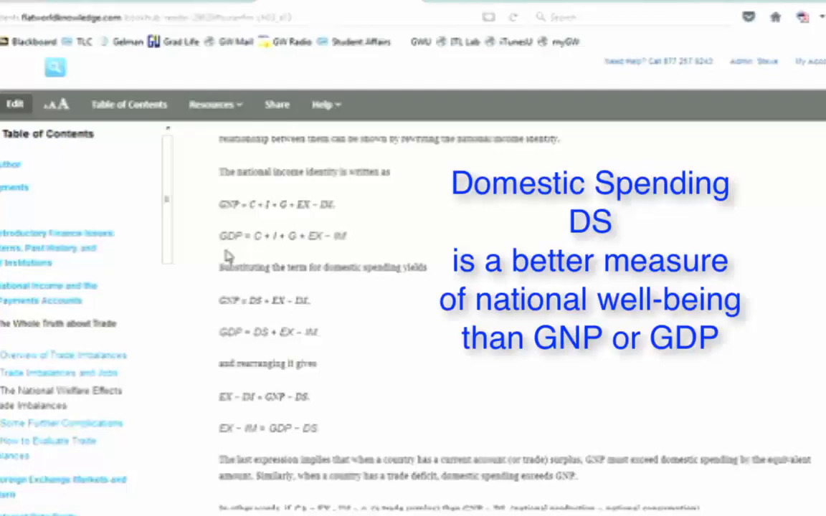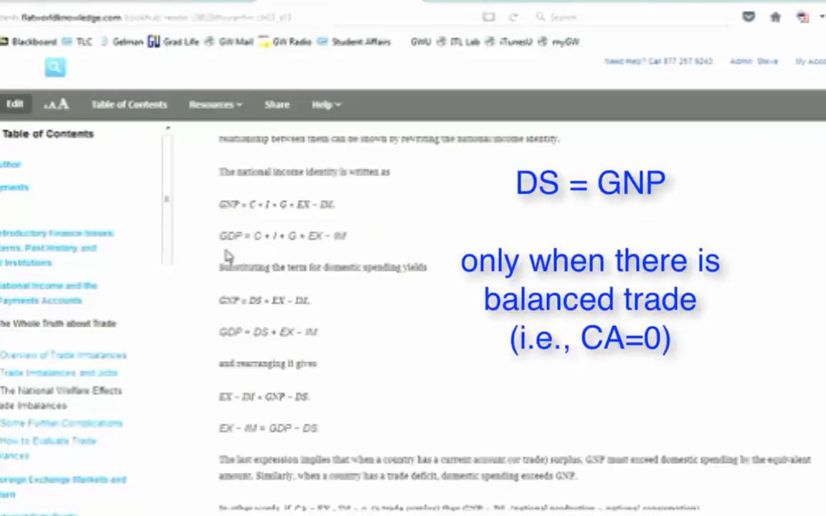When the trade balance is zero, when exports are exactly equal to imports, trade balance gives us the identity between consumption and production within the domestic economy. But what if we have a trade deficit? That is, the current account is less than zero.